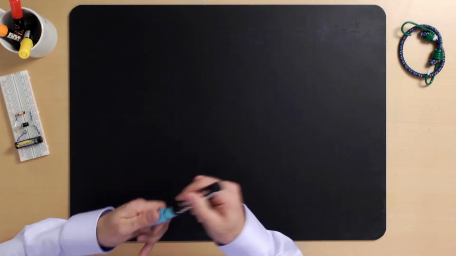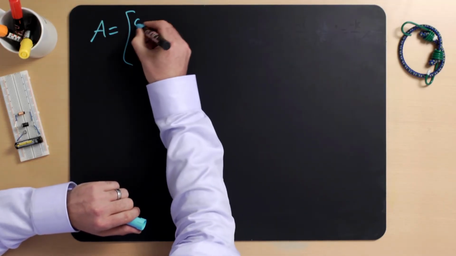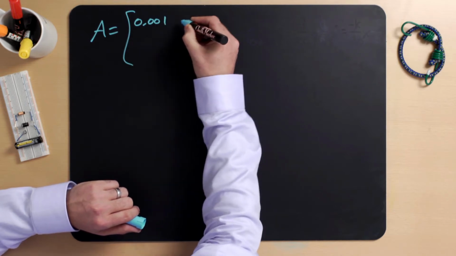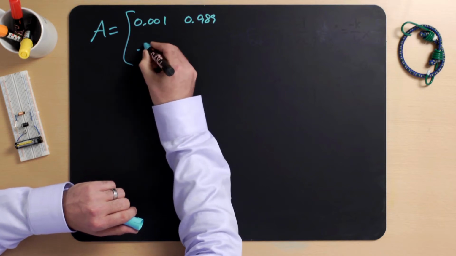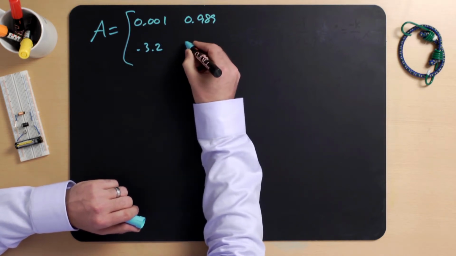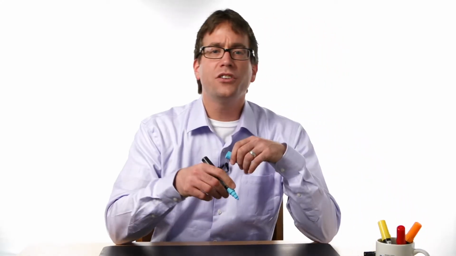Last time, we talked about analogies between physical systems. Today, we are going to talk about using physical systems to understand and reason about mathematical expressions. If I give you a matrix of the form A is equal to [0.001, 0.989; -3.2, -0.01], what could you do with it? Could you tell me what it means?